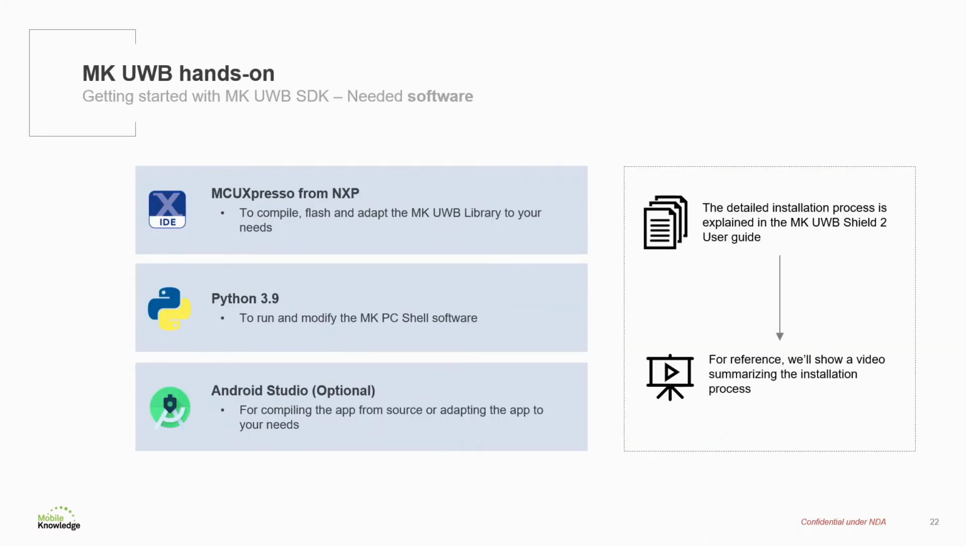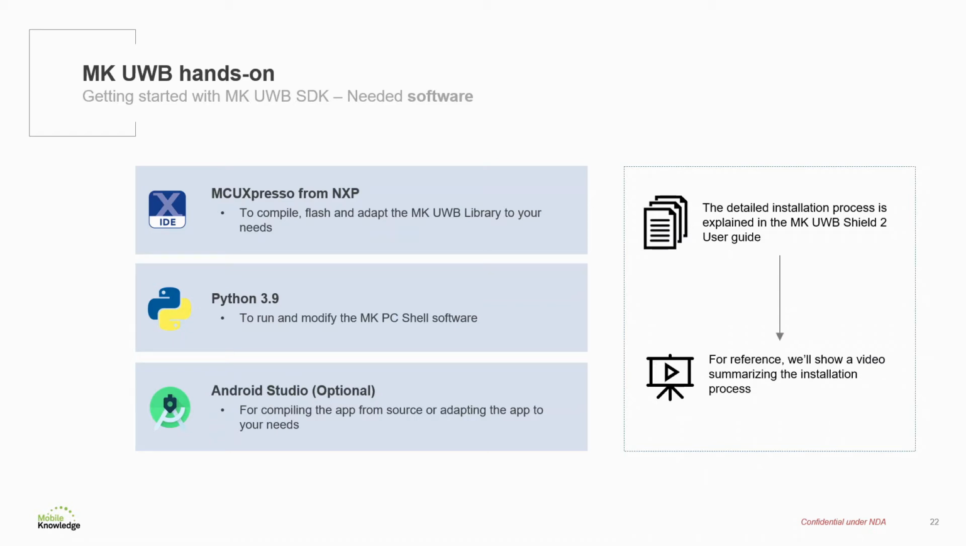To get up and running with the development on the MK Ultra-Wideband Kit hardware using the MK Ultra-Wideband SDK, you only need a few software components. Let's see what you need to have the whole toolchain set up and ready to go. You'll first need the MCU Expresso from NXP to compile, flash, and adapt the MK Ultra-Wideband library to your needs. This is an easy-to-use IDE.